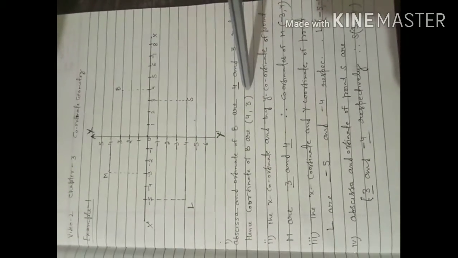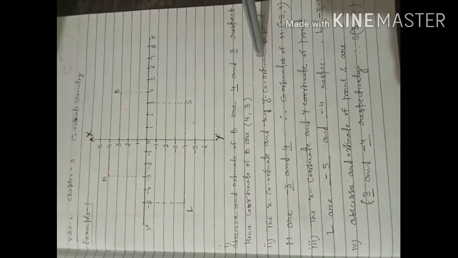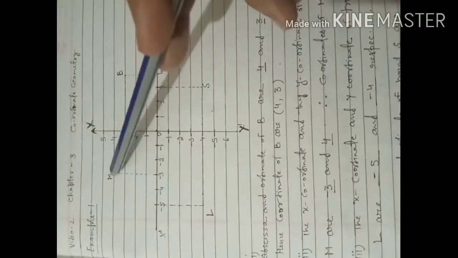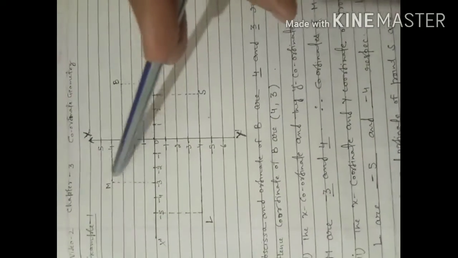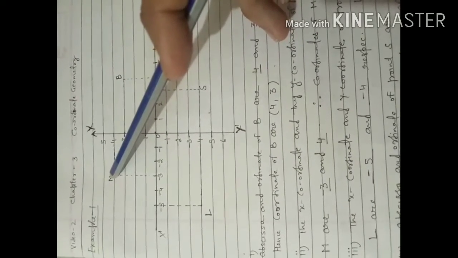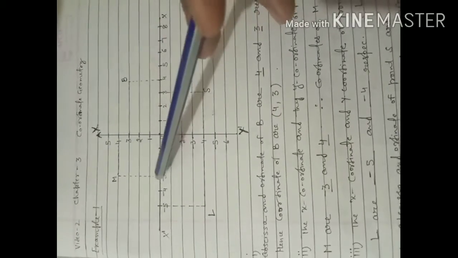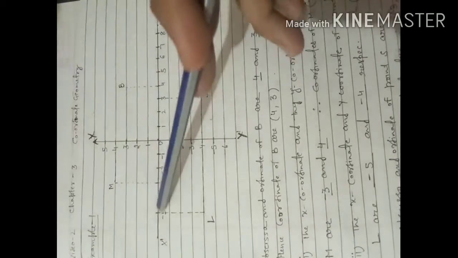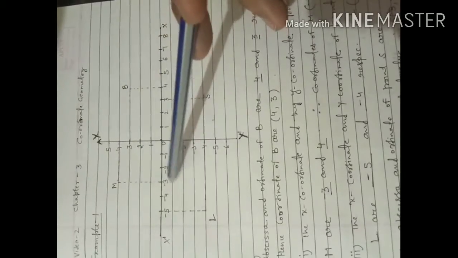In the next one, the x coordinate and y coordinate of the point M. Where is point M? Here is point M. We have to tell the abscissa and ordinate of this point. Now the perpendicular from M on the y-axis is this one. This is 3 units, but abscissa is negative here because we are on the negative side of the x-axis. So abscissa is minus 3.